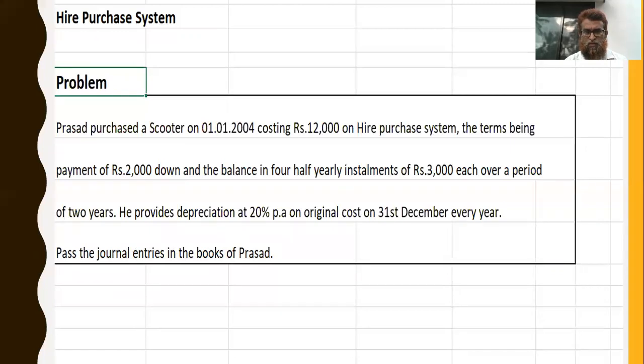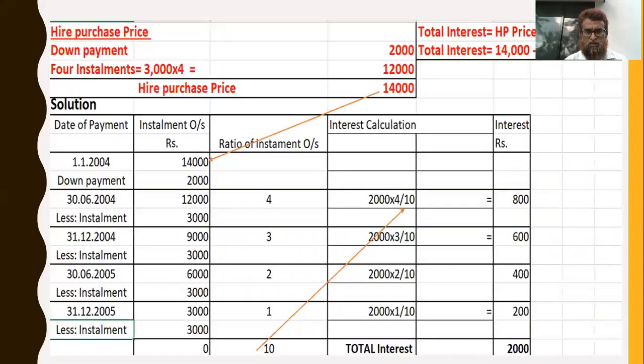This is the problem. Here, first of all, we have to calculate the interest and then pass the journal entries for 2 years. Let us see how to calculate the interest. See here, the hire purchase price is calculated like this. Down payment given in the problem is rupees 2,000. 4 installments of rupees 3,000. 3,000 into 4, it means 12,000. So hire purchase price equals 14,000, 2,000 plus 12,000.